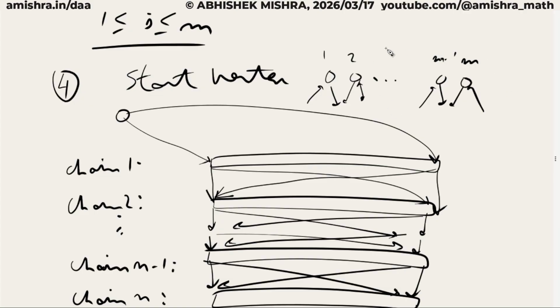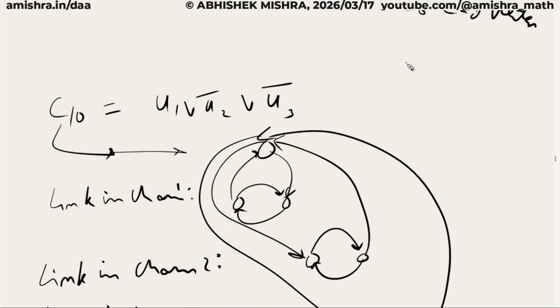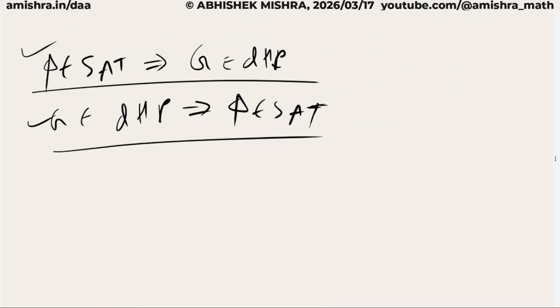So this way, since it is a directed Hamiltonian path, all clause vertices are traversed. It means all clause vertices corresponding to this assignment, that left to right is 1 and right to left is 0, all clauses are satisfied. It means the formula is satisfiable. So this completes the proof that directed Hamiltonian path is NP hard, and combining it with the fact that directed Hamiltonian path is in NP, it proves that DHP is NP complete.